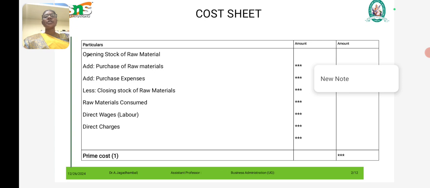After that we find the raw materials consumed, then all the direct expenses, that is direct wages and direct charges, are included. All these expenses included are called the prime cost.